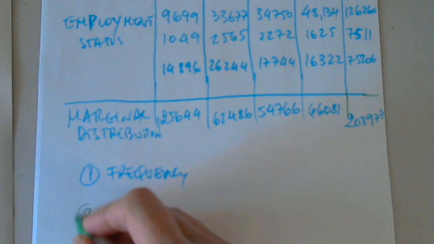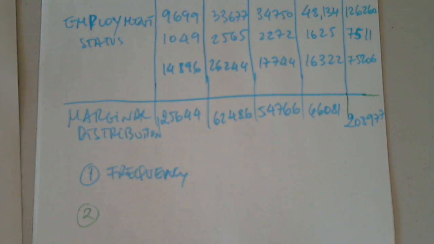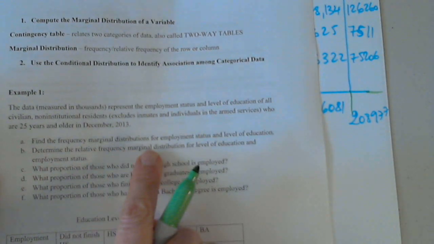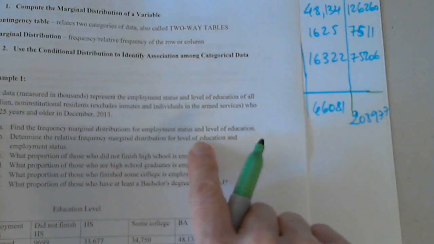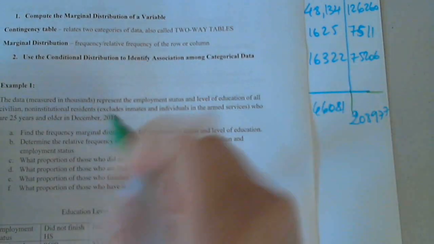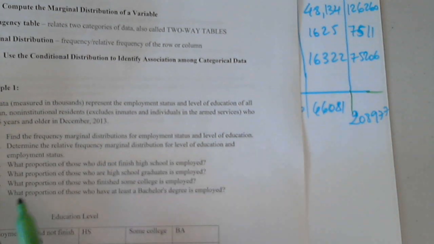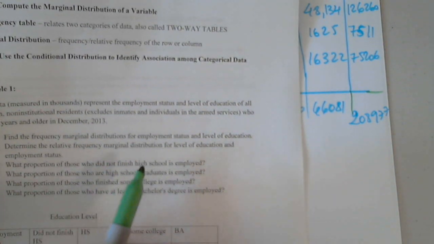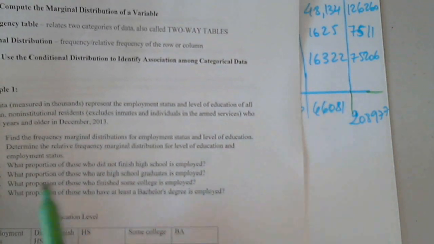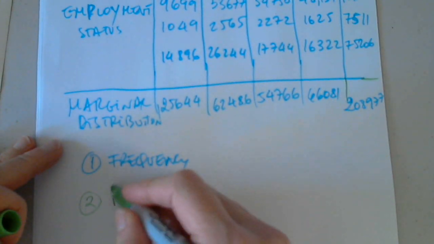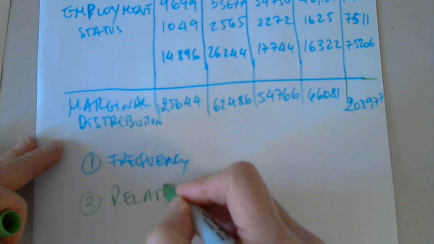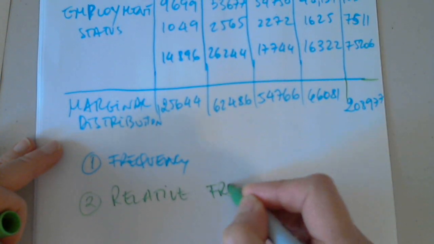Then step number 2, the question is asking us as well, find the frequency marginal distributions. We did. These are the frequency marginal distributions for employment status and level of education. Part A is finished. Part B, determine the relative frequency marginal distribution for level of education and employment status. So we are going to divide for the relative frequency.